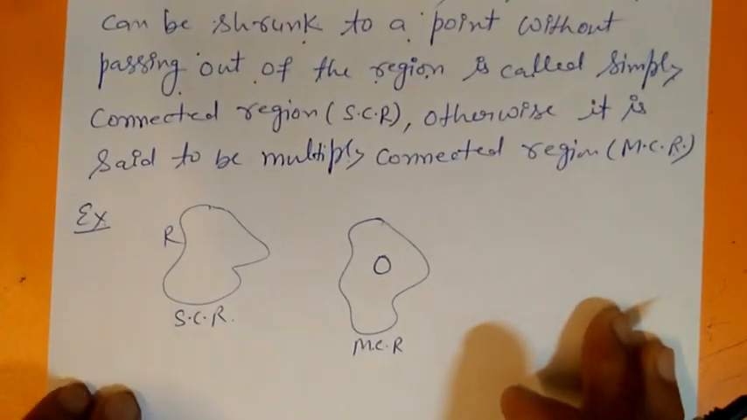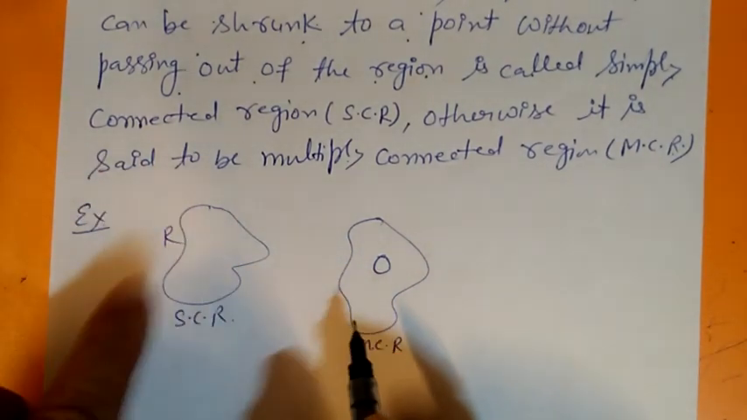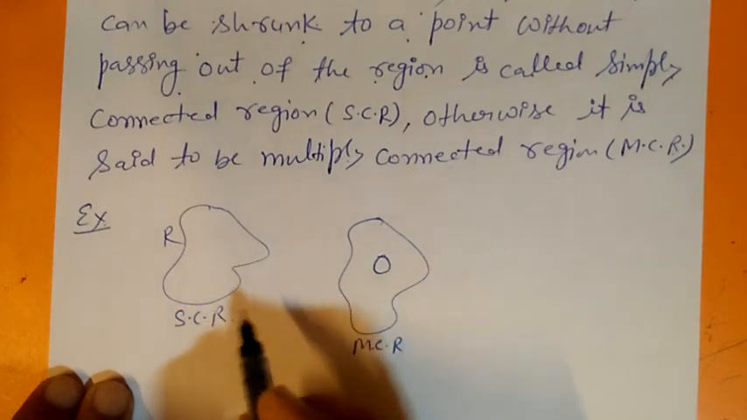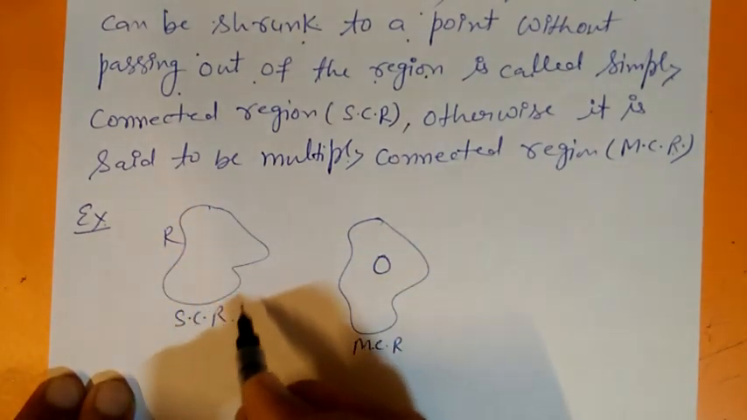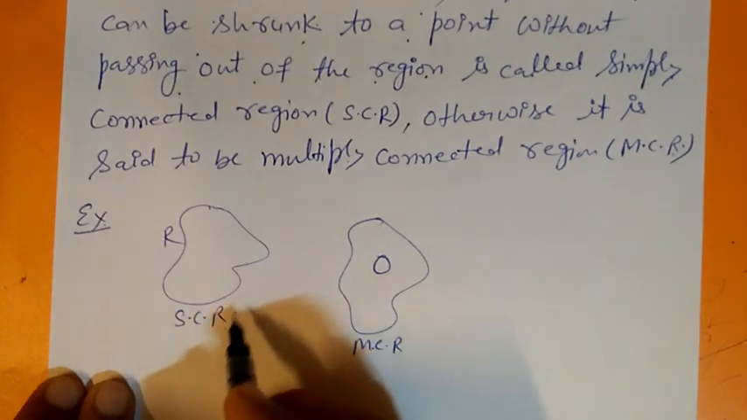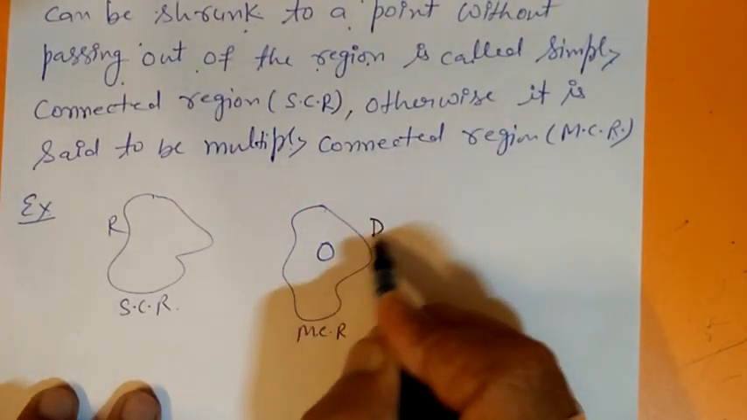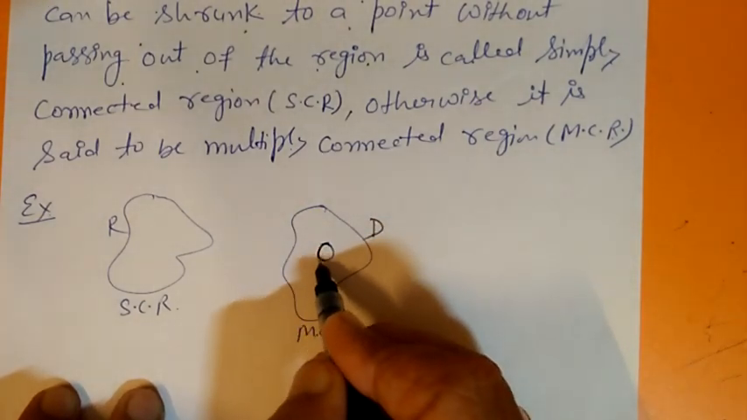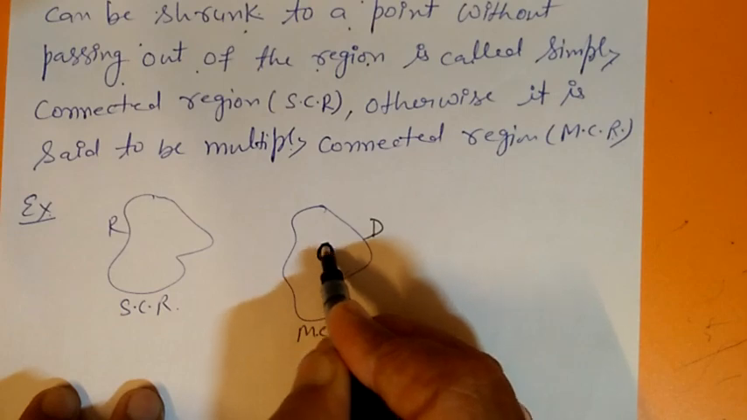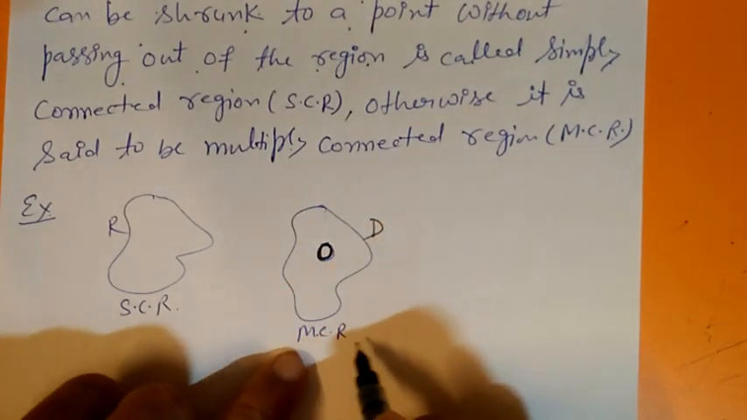Means if, say, R is a closed curve, and this closed curve can be shrunk to a point, then this region is said to be a simply connected region. Now if we consider another domain D, and this domain D cannot be shrunk to a point, say here, then this region is known as a multiply connected region.